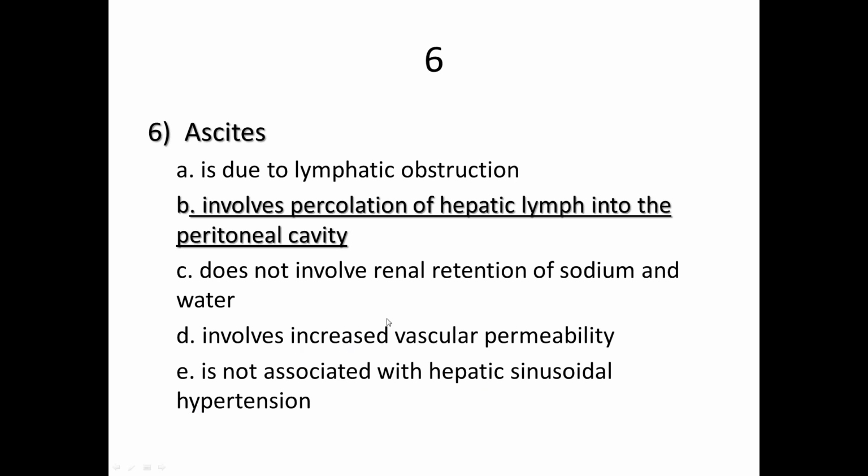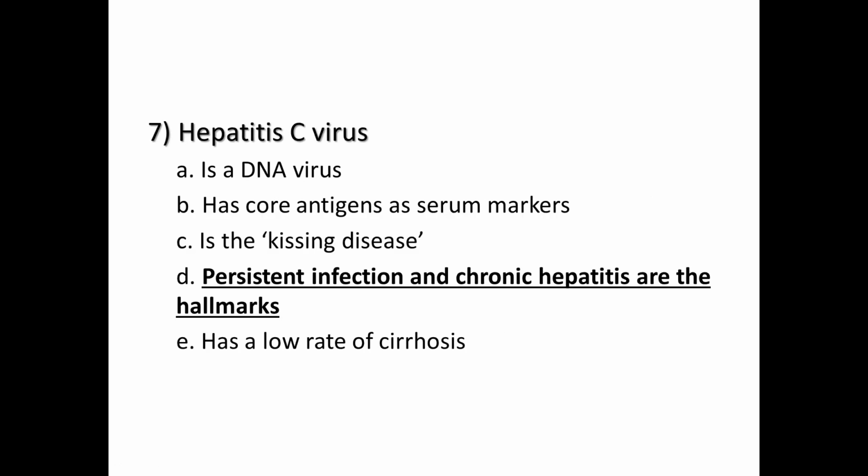Increased vascular permeability is a type of exudate, so that means it is seen in exudate. So these concepts, as I said, they can understand, and reinforcement of their concepts can also occur by giving these MCQs and assignments. Hepatitis C virus: is a DNA virus, has core antigens, has serum markers, is a kissing disease, persistent infection and chronic hepatitis are the hallmarks, has a low rate of cirrhosis. The answer is persistent infection and chronic hepatitis are the hallmarks of hepatitis C virus infection.